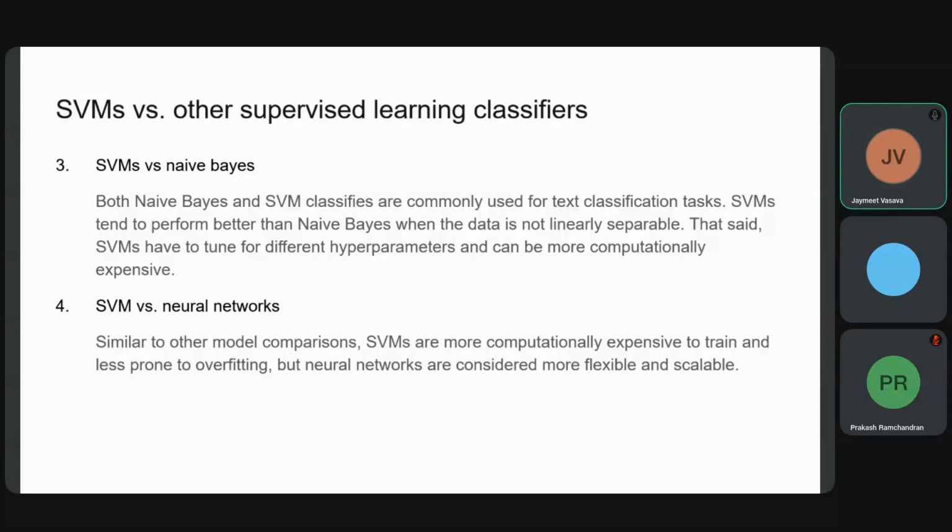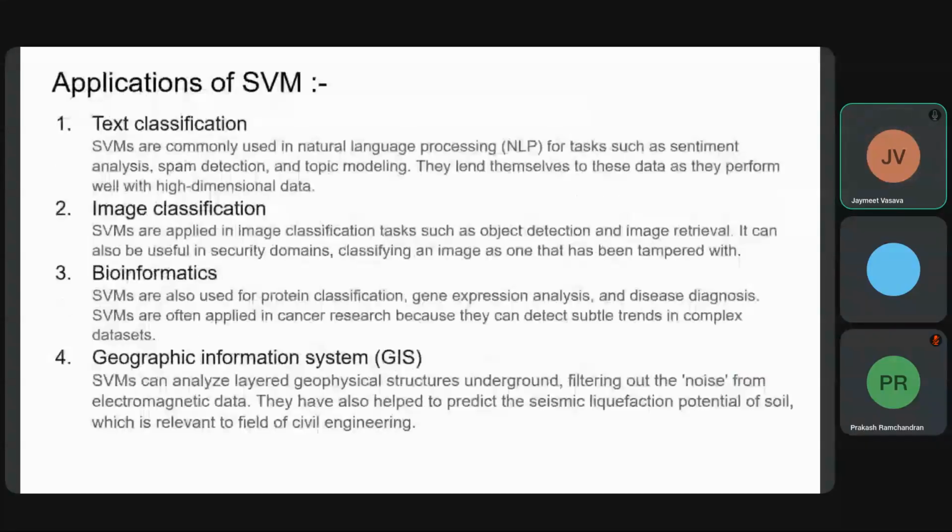The other comparison that we are going to make is for SVMs and neural networks, where SVMs are computationally expensive to train and less prone to overfitting. The neural networks are considered more flexible and scalable compared to SVMs. So these were the theoretical comparisons between SVMs and other supervised learning classifiers.